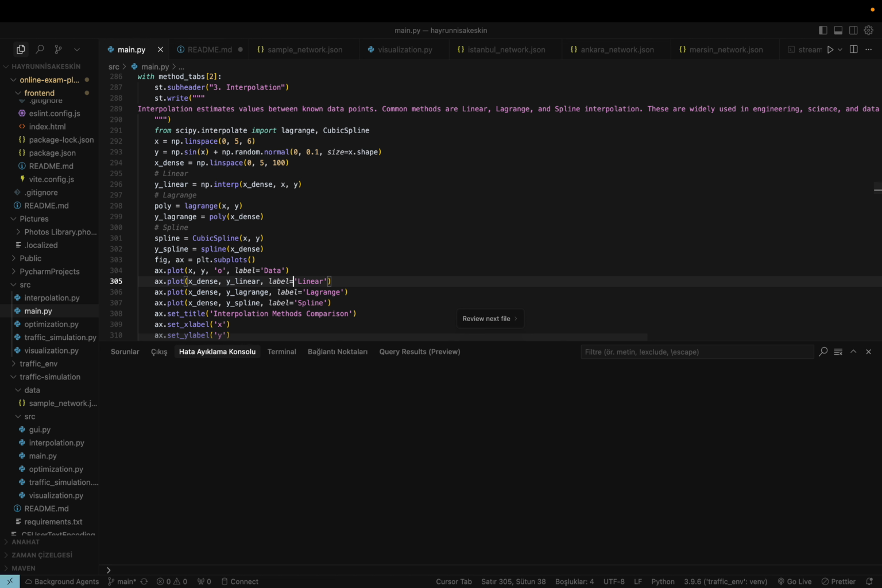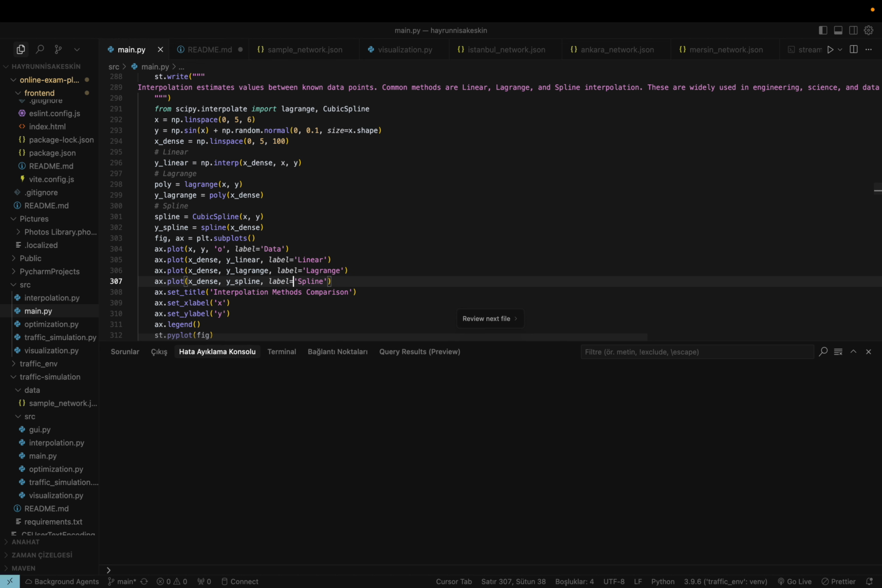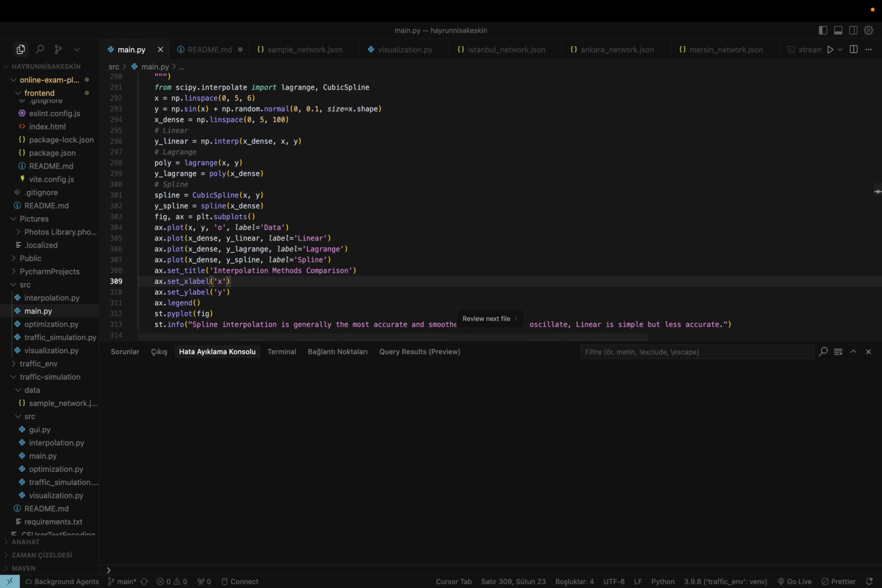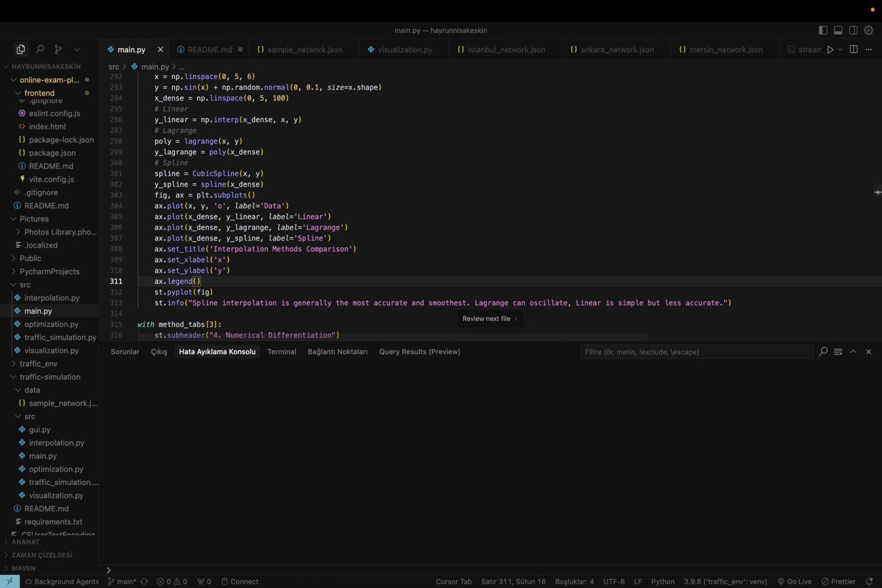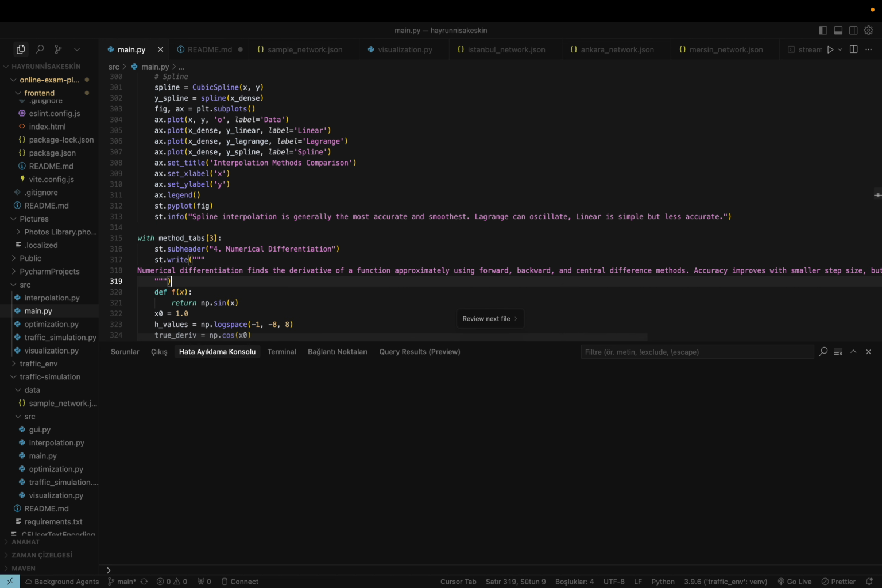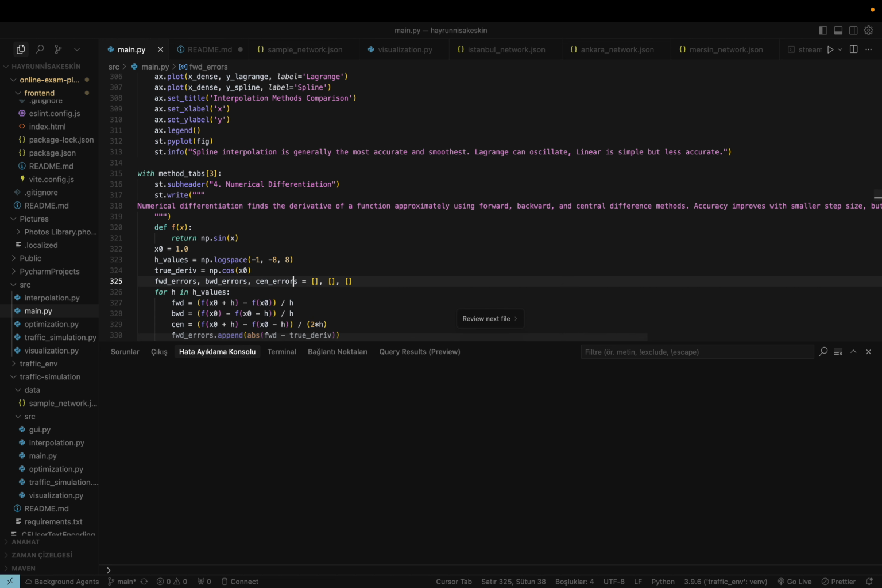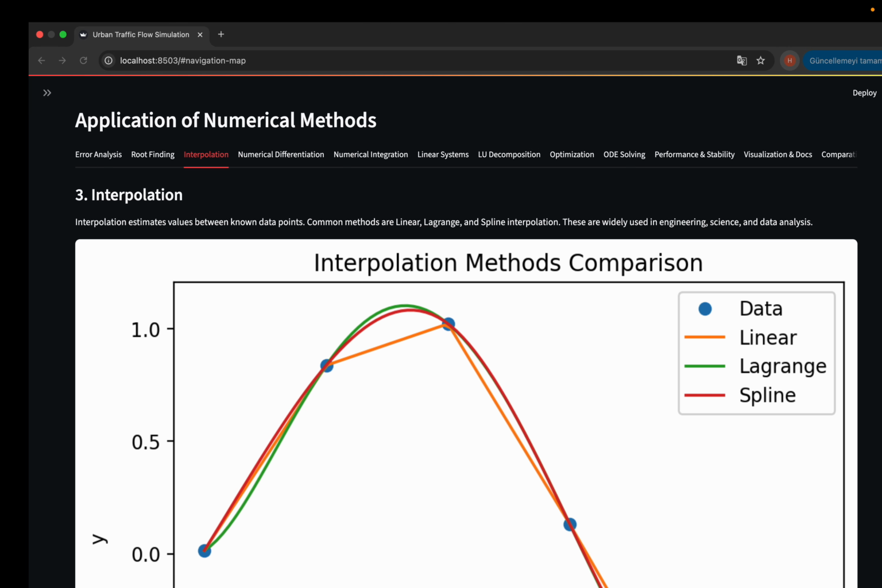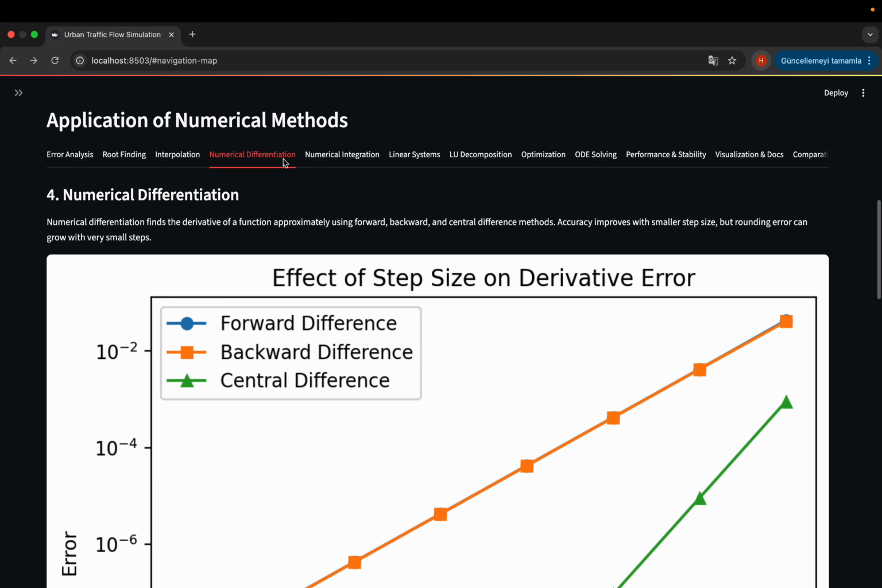And this interpolation methods comparison. Spline interpolation is generally the most accurate and smoothest. Lagrange can oscillate. Linear is simple but less accurate. And numerical differentiation.